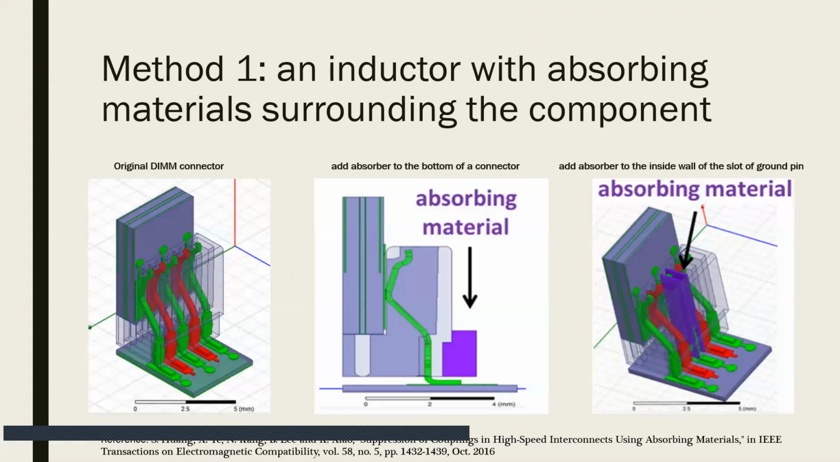These three pictures show an inductor with the absorbing materials surrounded. So on the original DIMM connector, absorber is added to the bottom, as shown in the middle graph, and then to the inside wall of the slot of the ground pin, as shown to the right.